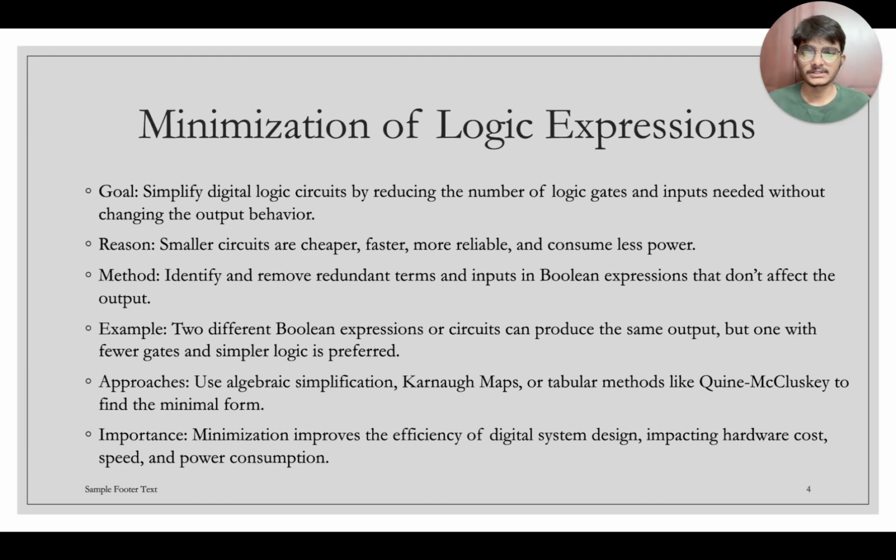How will we minimize the logic expressions? What is the method behind it? That is identifying and removing redundant terms and inputs in Boolean expressions that don't affect the output. We minimize the logic expressions so that our output stays the same, but the inputs change. For example, two different Boolean expressions or circuits can produce the same output, but the one with fewer gates is preferred. The methods we are going to use are the algebraic method, the K-map method, and the Quine-McCluskey method.